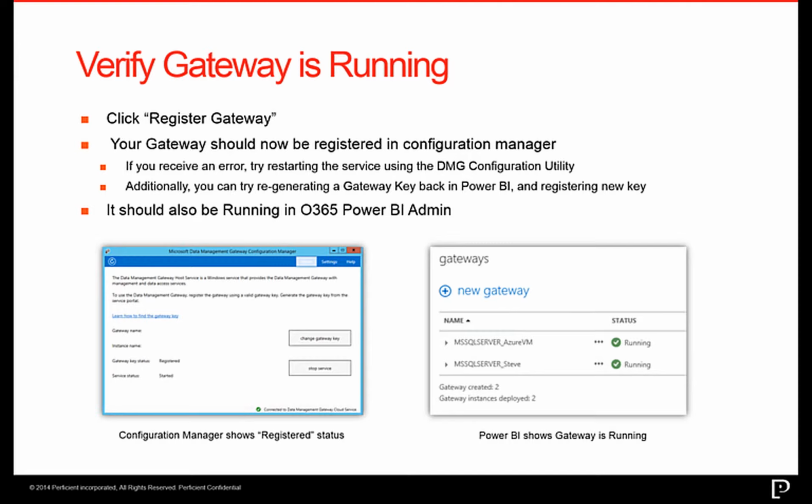At this point in time, you'll want to check in two different places that your gateway is correctly registered. One is in the DMG Configuration Manager. It should say Registered next to Gateway Key Status. The other is to switch over to Office 365, and you should see your gateway listed there with a green check mark that says Running. If you receive any errors or problems, two things I found useful are, one, using the Configuration Manager to stop and then restart the service. Additionally, you can regenerate a gateway key back in Power BI and then register that new key.